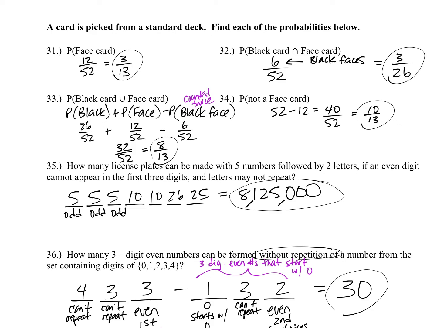Probability that it's not a face card. Well, if you know that 12 of the cards are face cards, then 52 minus 12 leaves you with 40 not face cards, and that reduces.